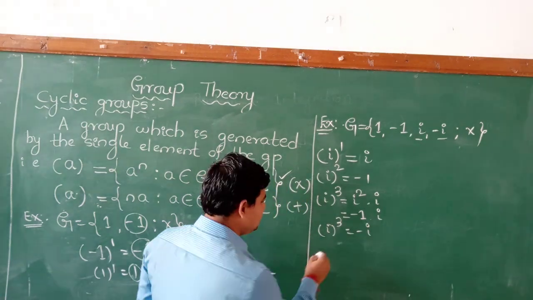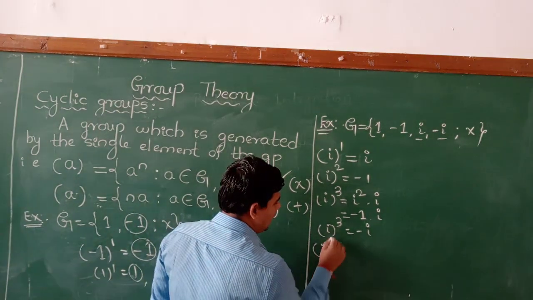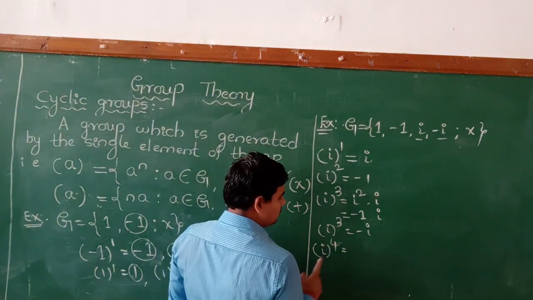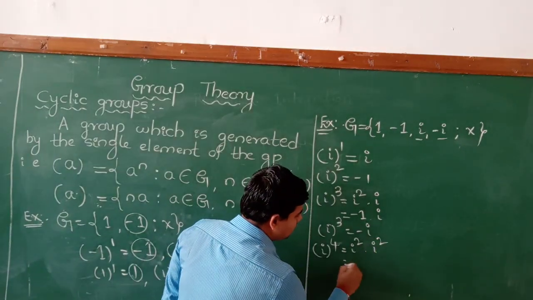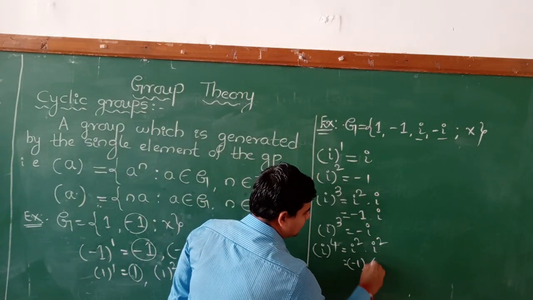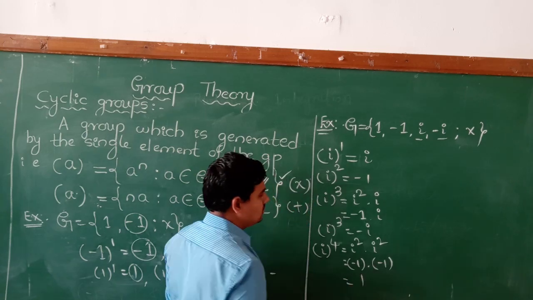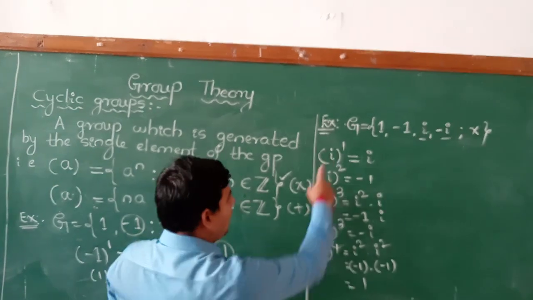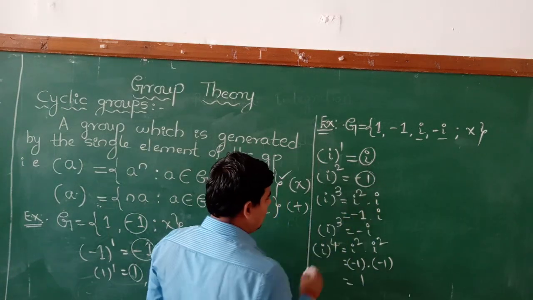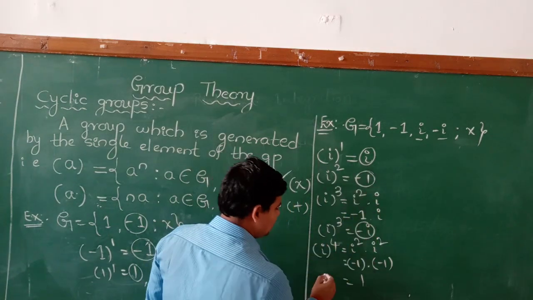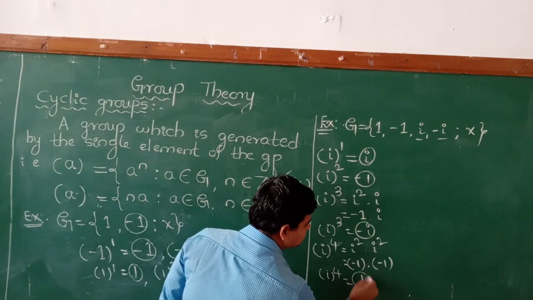Next, fourth one is i raised to 4. i raised to 4 can be written as i square into i square. i square value is minus 1 into minus 1, which is equal to plus 1. Observe here, i raised to 1 is i, i raised to 2 is minus 1, i raised to 3 is minus i, i raised to 4 is plus 1.